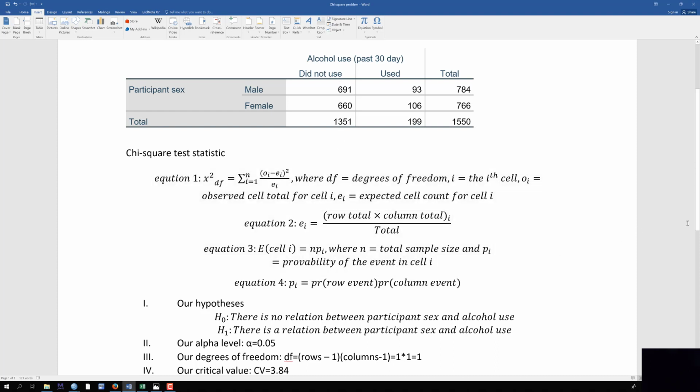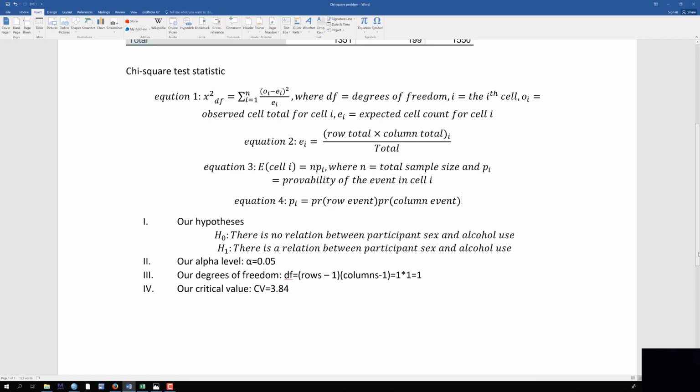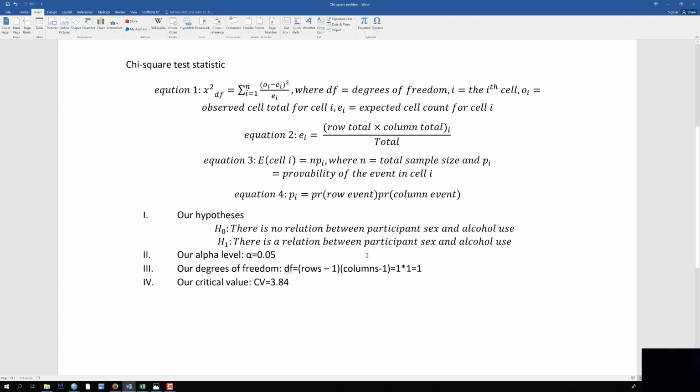All right, so like any type of statistical test, we will have a hypothesis. And here, we actually have two of them: a null and an alternative. The null hypothesis is the hypothesis we'd like to reject. In this case, that there's no relation between participant sex and alcohol use. In research, we always assume the worst case scenario first. And the alternative is that there is some sort of relation between participant sex and alcohol use.